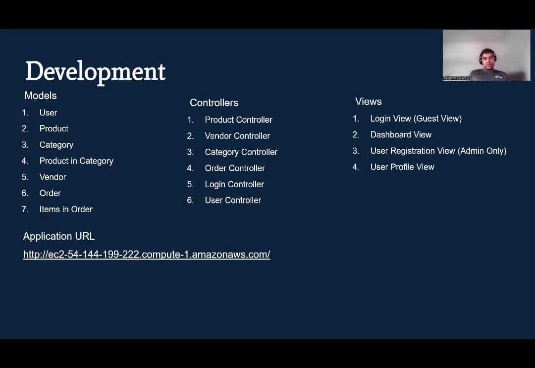There are models, controllers, and views. As you see, user controller, user model, products and categories, product in category, vendor, order, items in order. Those are the models used in the application. And for the controllers: product controller, vendor, category, order, login, and user. I will talk a little bit about the login controller in a minute. And we have views: login view and dashboard, user registration, and user profile.